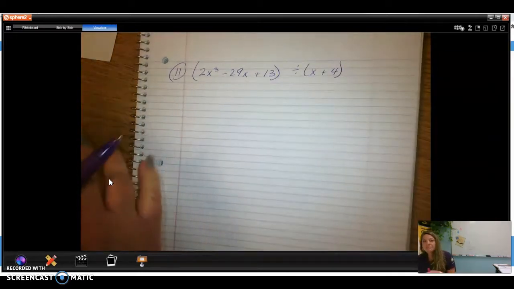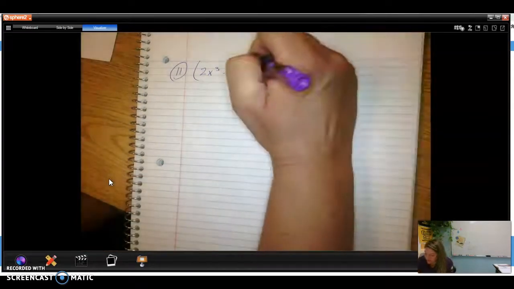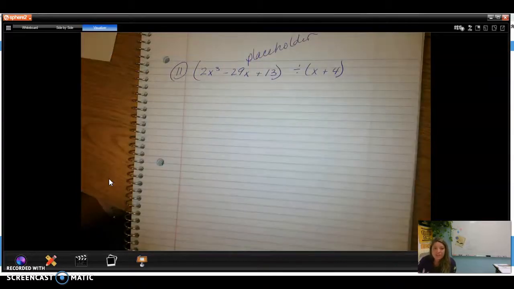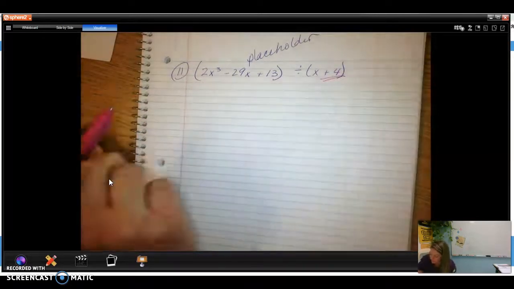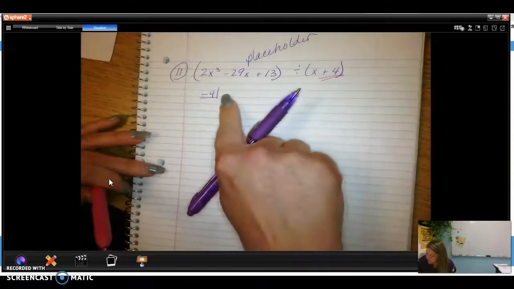So let's see how this works. Now, this was on the back page, and remember on the back page with long division, you had to do that placeholder. Well, guess what? With synthetic division, you have to have that placeholder as well. Okay, so here we go. We're going to do the opposite. So -4 goes in the box. And then I'm going to write my coefficients.